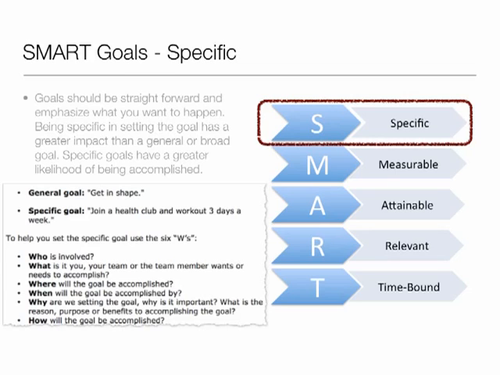So to help you set the specific goal, use the 6 Ws. Who is involved? What is it to you, your team, or the team members want or needs to accomplish? Where will the goal be accomplished? When will the goal be accomplished by? Why are we setting the goal? Why is it important? What is the reason, purpose, or benefits to accomplishing the goal? And how will the goal be accomplished?